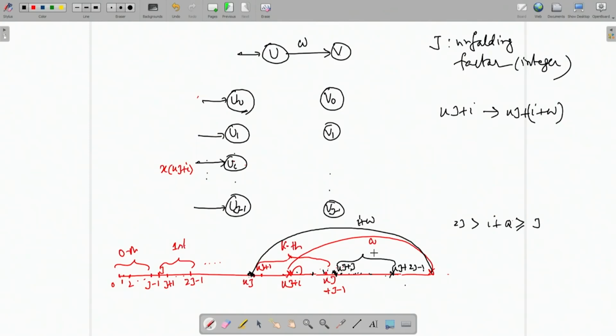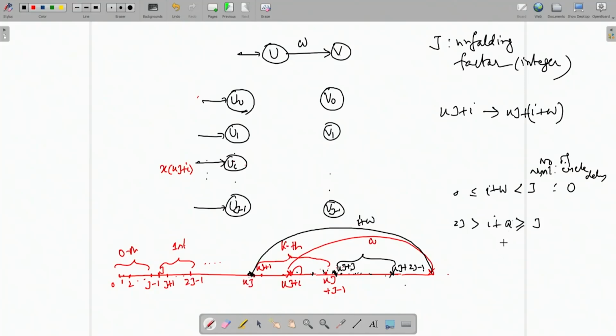Okay. So, if I plus W is less than J, greater than equal to 0, I need 0 system cycle delay. Number of system cycle delay is 0.